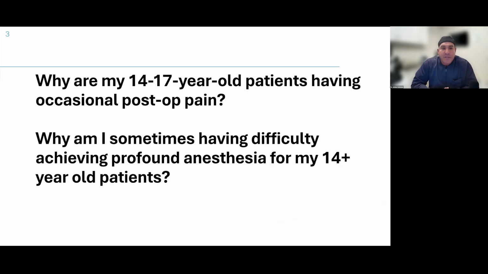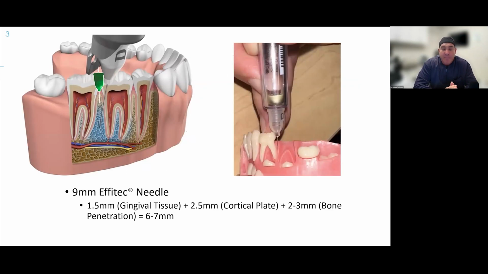This is one that recently came up. There were some docs asking questions about why is, number one, for my older patients, 14 to 17, why am I not able to penetrate to the bone? And then for those that do penetrate to the bone, why am I having pain? The thing that we need to remember is the difference between interseptal bone and osteocentral bone. Okay, these are only 9 millimeter needles. We're not using a 16.